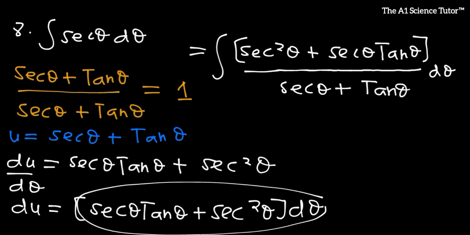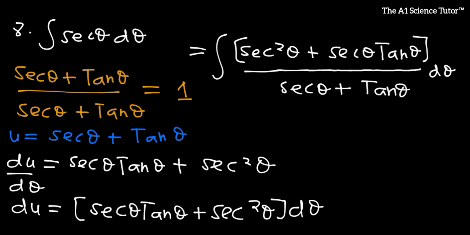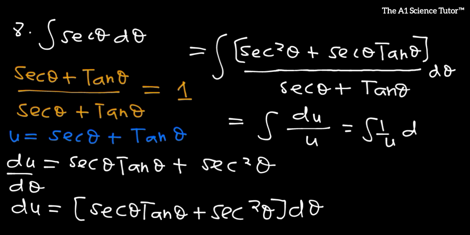So this whole stuff has been represented in this place. This is what we have. So that is basically what I'm going to do. I would actually replace it with a du. And this whole stuff has been written as u over here. So this is going to give us integral of du divided by u. So that is the same thing as integral 1 over u du.